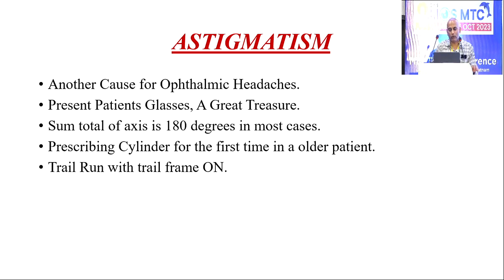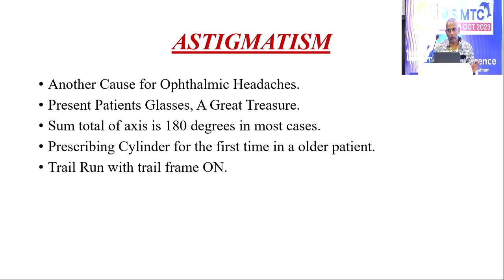Astigmatism is another most important cause of ophthalmic headaches. The present glasses are a treasure trove for astigmatism. You just don't tweak too much of the axis or the cylinder from the present glass. In most patients, the two astigmatic axes will sum to 180 degrees. So use this principle: once you can fix one axis, the other axis will be 180 minus that, and most of the time the patient will accept that.